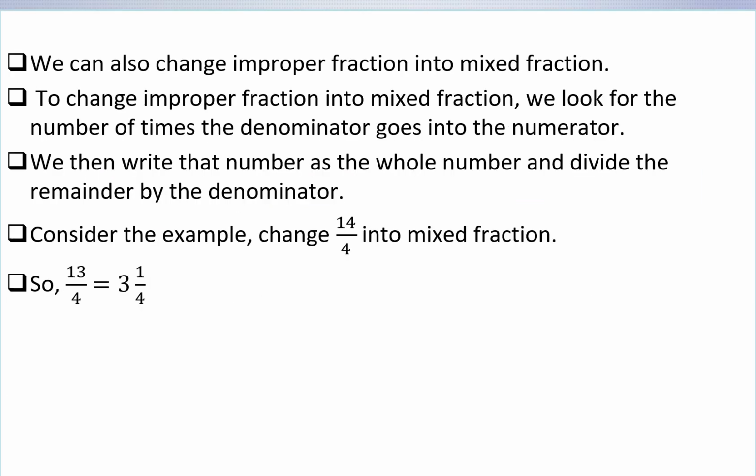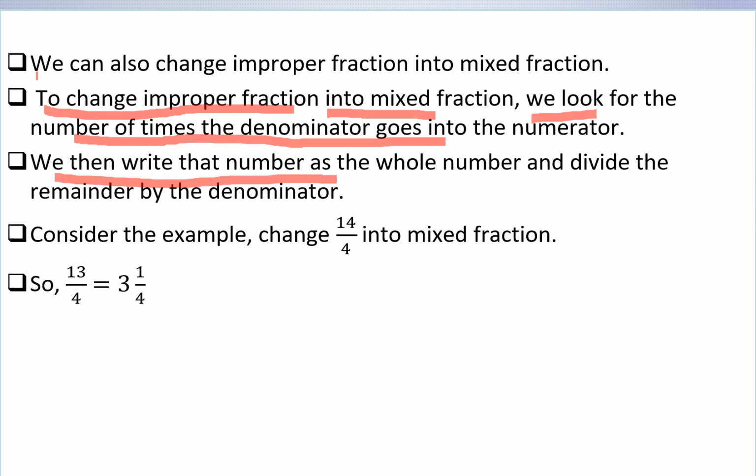Let's also change an improper fraction to a mixed fraction. To do that, we look for a number which can go into the numerator. You can divide the numerator. Then we write the result as a whole. The remainder we divide by the denominator. So let's consider this example.